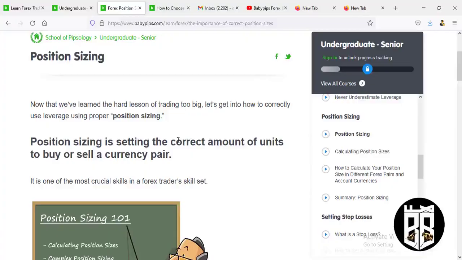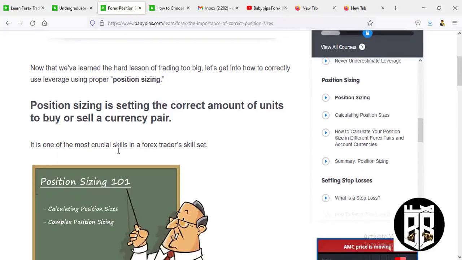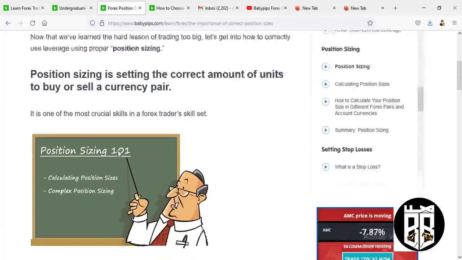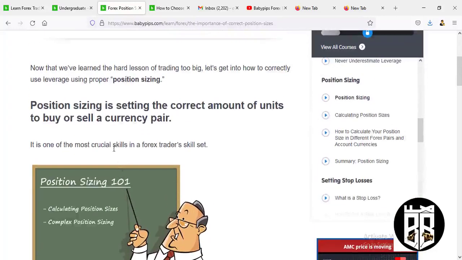So here we are on position sizing. We have already learned how not to trade too big or over-leverage our account and how to use leverage properly. So it is now important for us to learn how to use proper position sizing. Position sizing is setting the correct amount of units to buy or sell a currency pair. It is one of the most crucial skills in a forex trader's skill set. You must know how to use this skill very well and correctly.